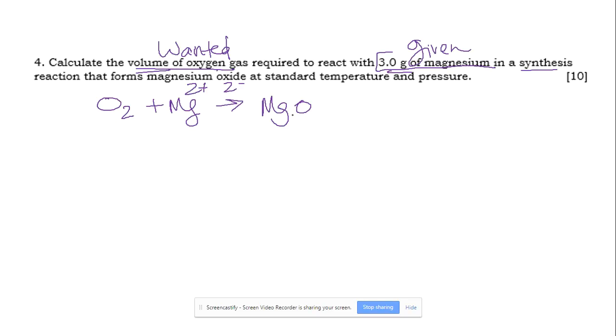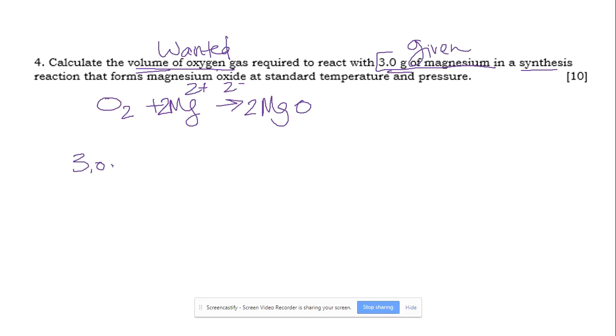But now I need to look at my equation. It is not entirely balanced. I have 2 oxygens. I only have 1 oxygen. So I'm going to throw a 2 in front of this, which means I also have to add a 2 in front of my magnesium. Now I have a balanced equation. And I can move on to my given.